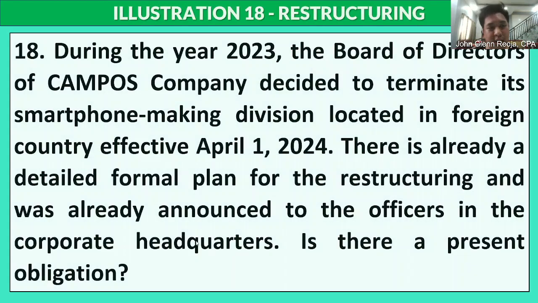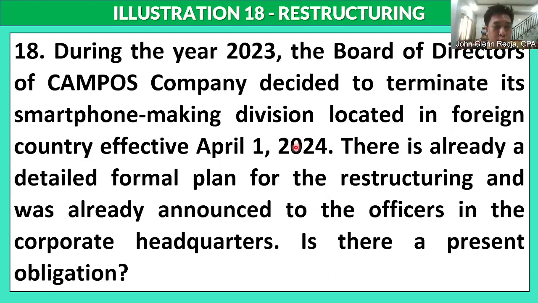So, another illustration, restructuring pa rin tayo. So, during the year 2023, the board of directors of Campus Company decided to terminate its smartphone making division located in foreign country effective April 1, 2024. So, may detailed formal plan na for restructuring and was already announced to the officers in the corporate headquarters. So, sa mga officers lang or mga key employees, no? Hindi mismo sa mga employees. So, yung question is there a present obligation?